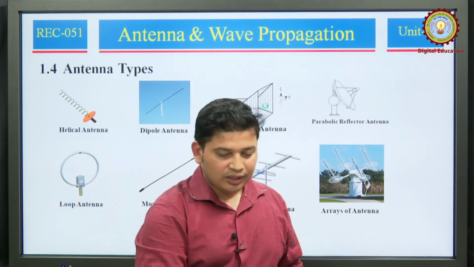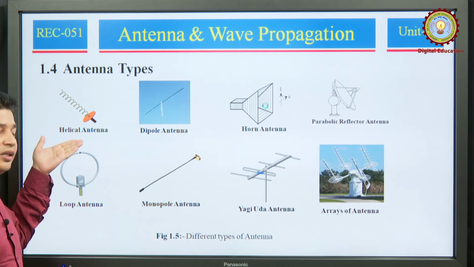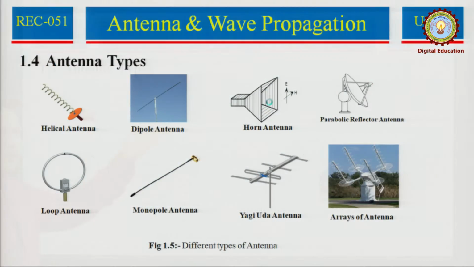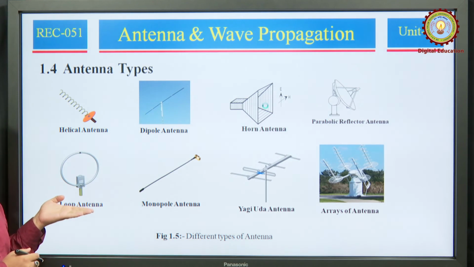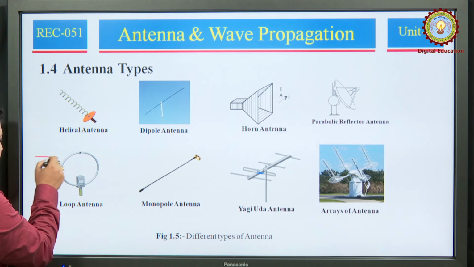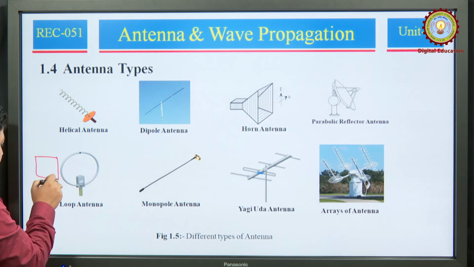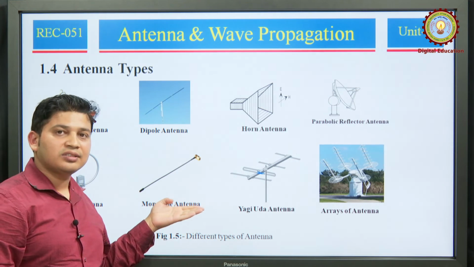Okay. By means of pictures, I can show you some types of antenna. Helical antenna, dipole antenna, as we discussed earlier, it is a wire antenna. Horn antenna, this is a reflector type of antenna and it is known as parabolic reflector. Next, this is a loop antenna, a closed loop, it is circular, you can make a square one also. It is not necessary that you always make a circular one. This is also a square loop antenna. This is a monopole antenna, a single wire antenna.